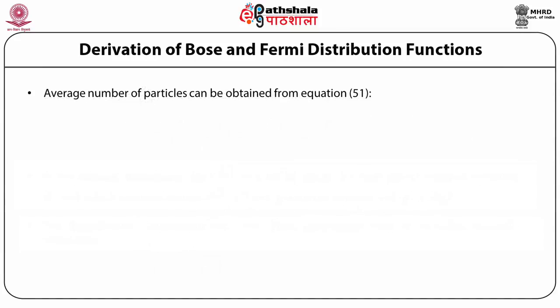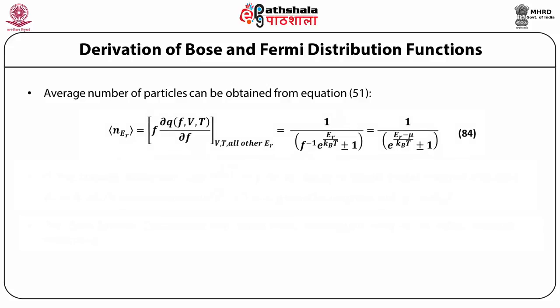Average number of particles can be obtained from equation 51. So, mean value of the number of particles with energy er is equal to fugacity multiplied by partial derivative of Q potential with respect to f at constant V, T and all other energies er, which is equal to 1 upon fugacity raised to power minus 1 multiplied by e raised to power er upon kBT plus minus 1, which is equal to 1 upon e raised to power er minus mu upon kBT plus minus 1.